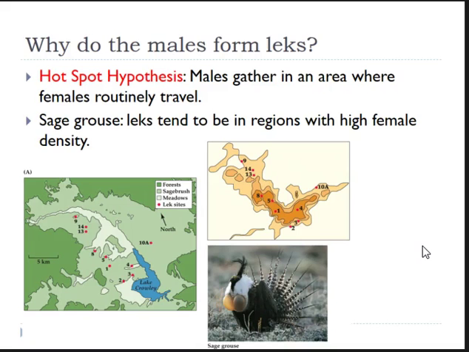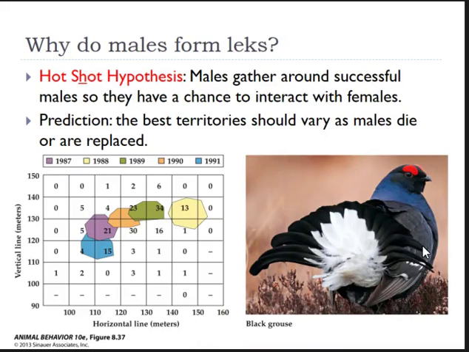All right, so there's the hot spot hypothesis. And then we have the hot shot hypothesis, which is, again, I love little plays on words. Good hypothesis names I think are just golden. So the hot shot hypothesis argues that the leks are forming not around areas where females are likely to be per se. Instead, there's a hot shot. There's a highly attractive male. And so the other males basically just gather around him and try to solicit matings from females that are coming to see him. So it's a different sort of idea here.